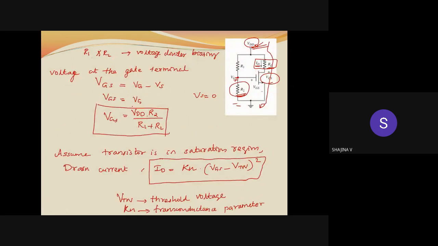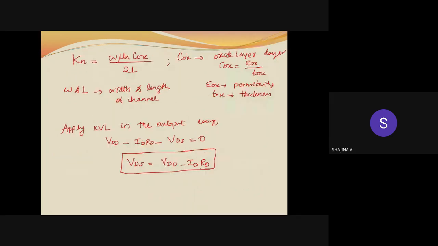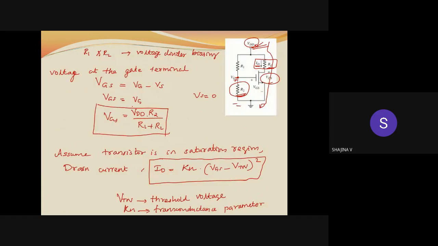So you just remember the expressions for VGS, ID and VDS. Moreover, you have to remember this ID expression. Others actually depend upon the circuit connection.